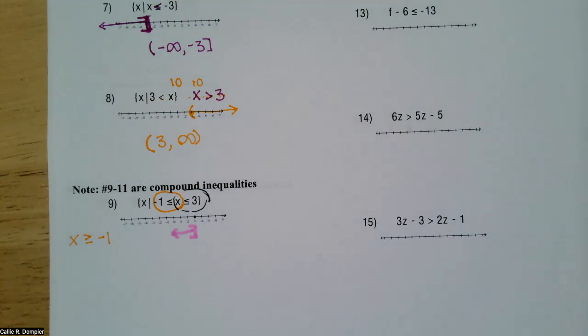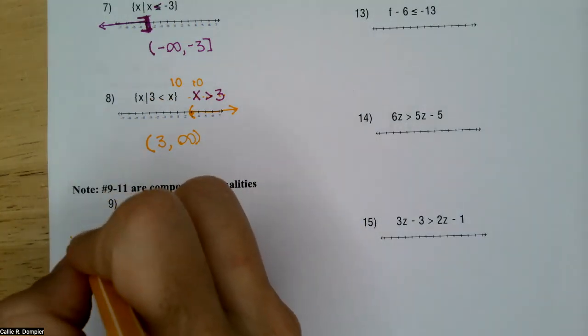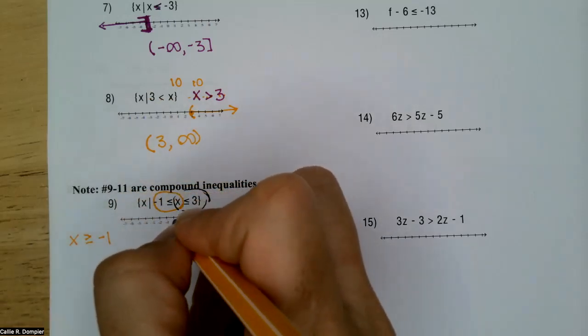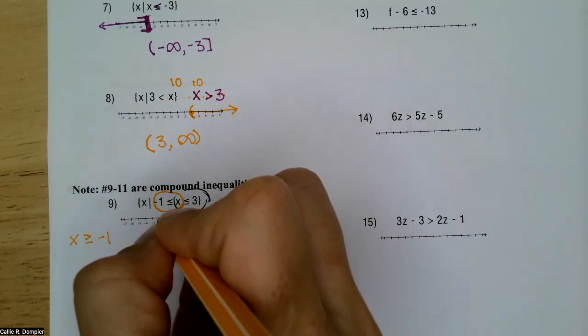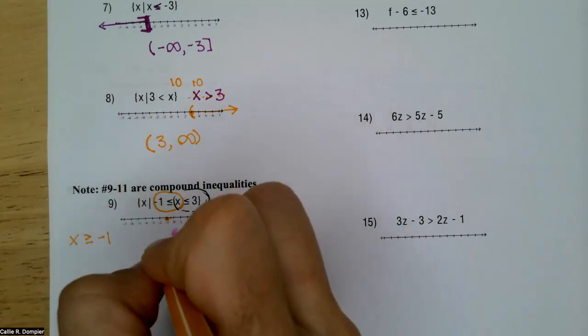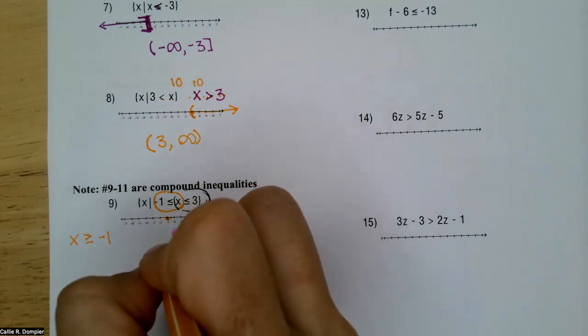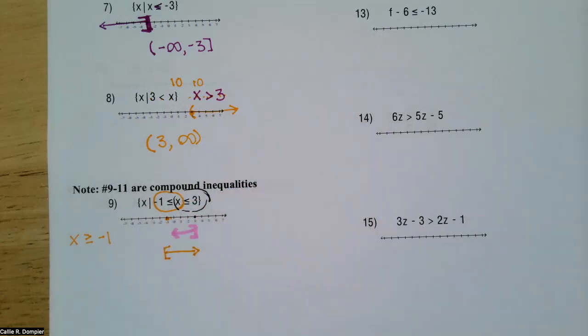Good? Okay. X is greater than or equal to -1. So I start at -1, and I'm going in this direction. Because of the equal sign, it's going to be a bracket. Okay? So those are the two halves of the compound inequality. Now you just put those two together, right?